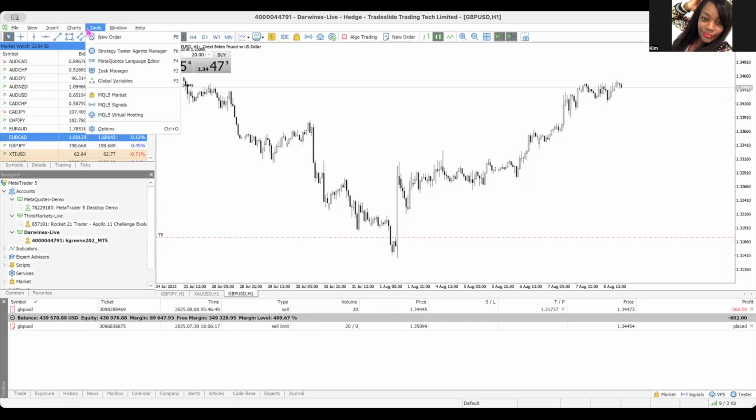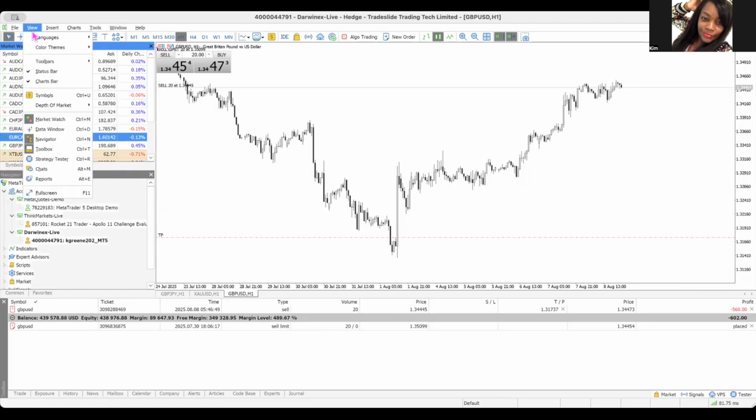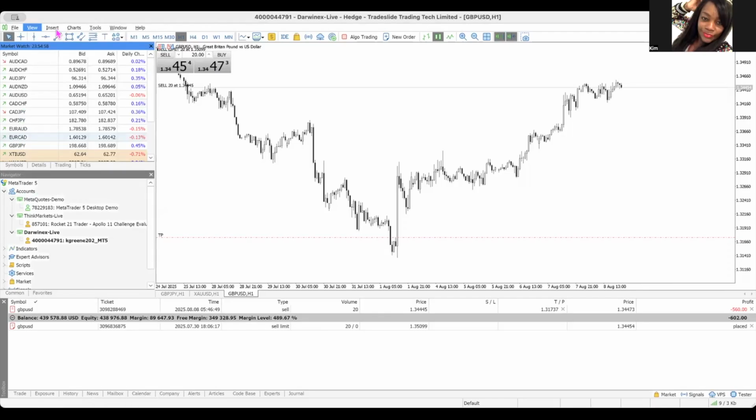Am I on my MT5? Yeah, I'm on MT5. Sorry, because I'm also on MT4 trading for somebody because they can't use MT5. Hold on. This is crazy. Okay.